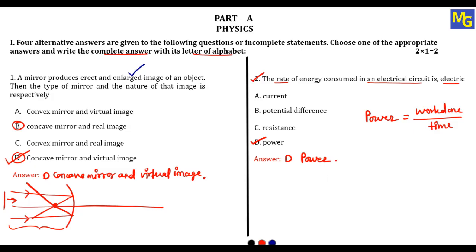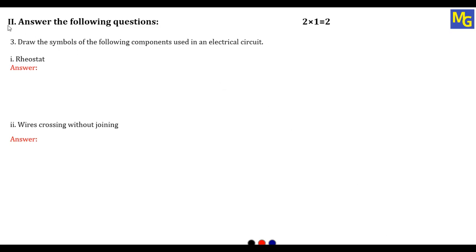So these are the two multiple choice questions which we have to answer in this part, that is part physics. After this we will move on to the next 1 mark question. Now the next is Roman number 2, that is answer the following question, and here we have to answer two questions. Each question will carry 1 mark, but it is not a multiple choice, it is a theoretical question. So question number 3 we will read.